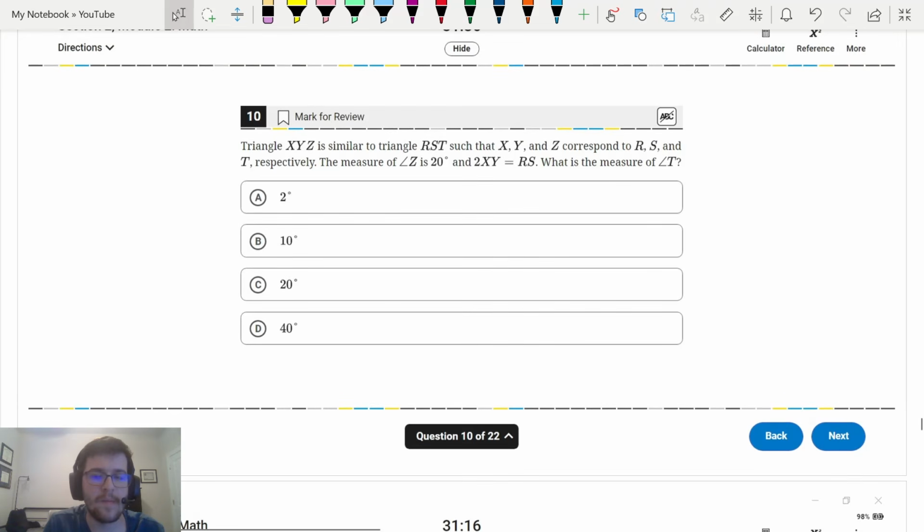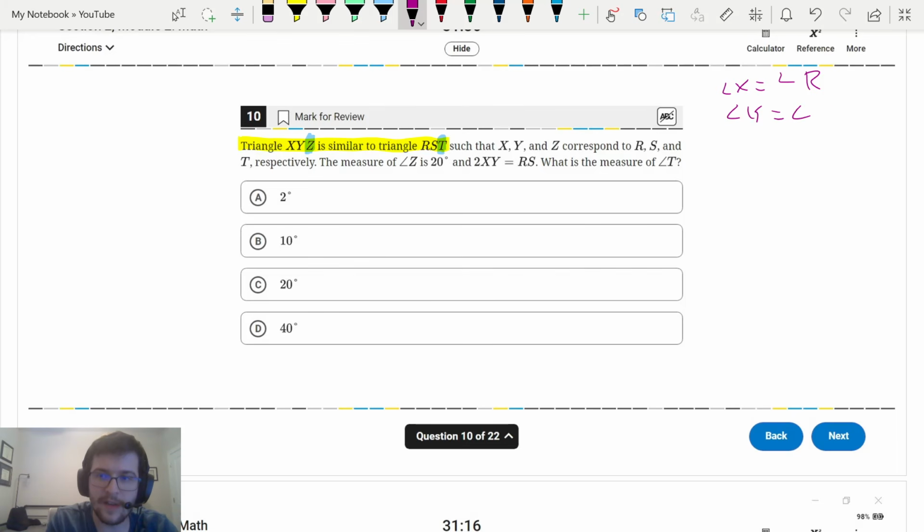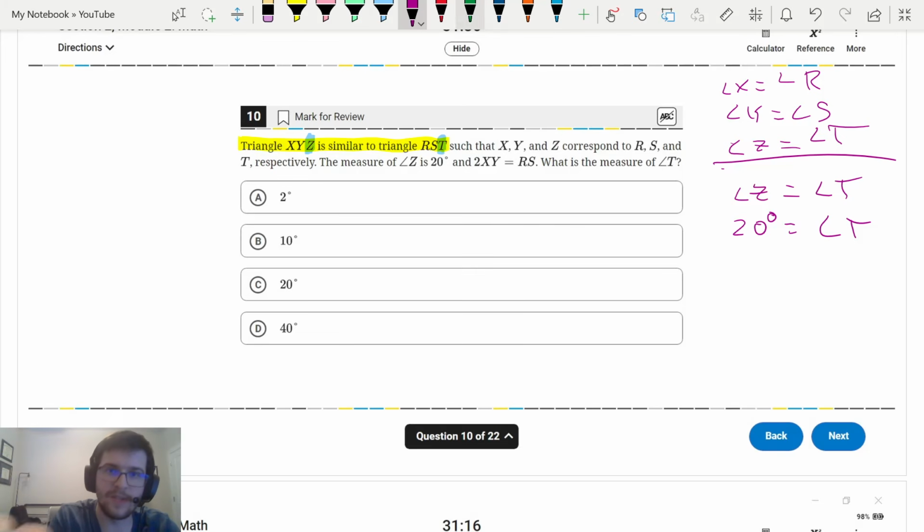All right, 10. Okay, so we got another similarity statement. The order in which the letters come in tells you which angles are equal. So angle Z and angle T are equal because they both come last. Angle X is equal to angle R, angle Y is equal to angle S, and angle Z is equal to angle T. They tell us angle Z is 20, so angle T must also be 20.